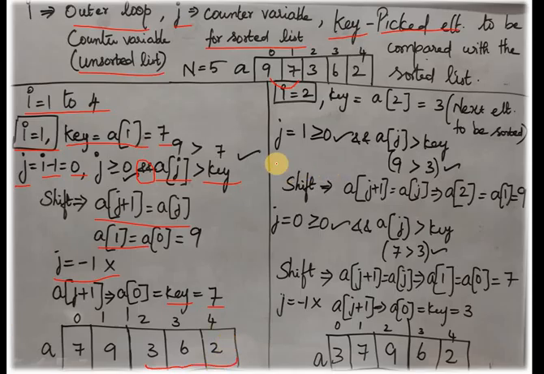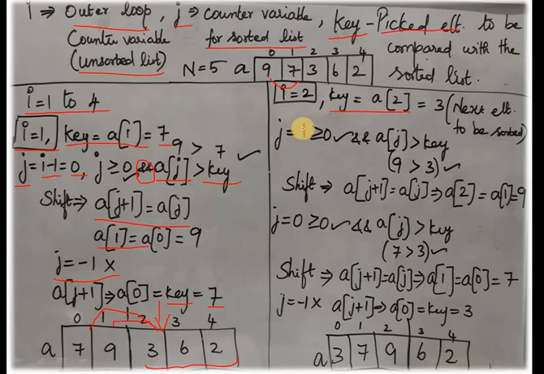So now we are moving to the second position element. I is equal to 2. I is equal to 2 means the third element. So the picked element is the third element, the next element to be sorted. Which element are we going to sort now? Number 3. So 3 we are going to compare with all the elements in the sorted list, 9 and 7, and we are going to shift and insert those elements.